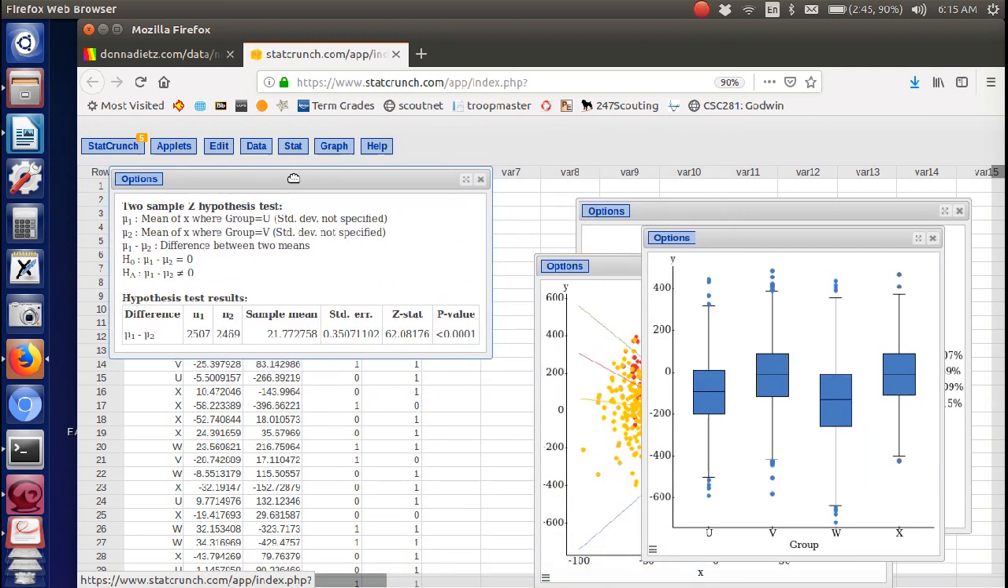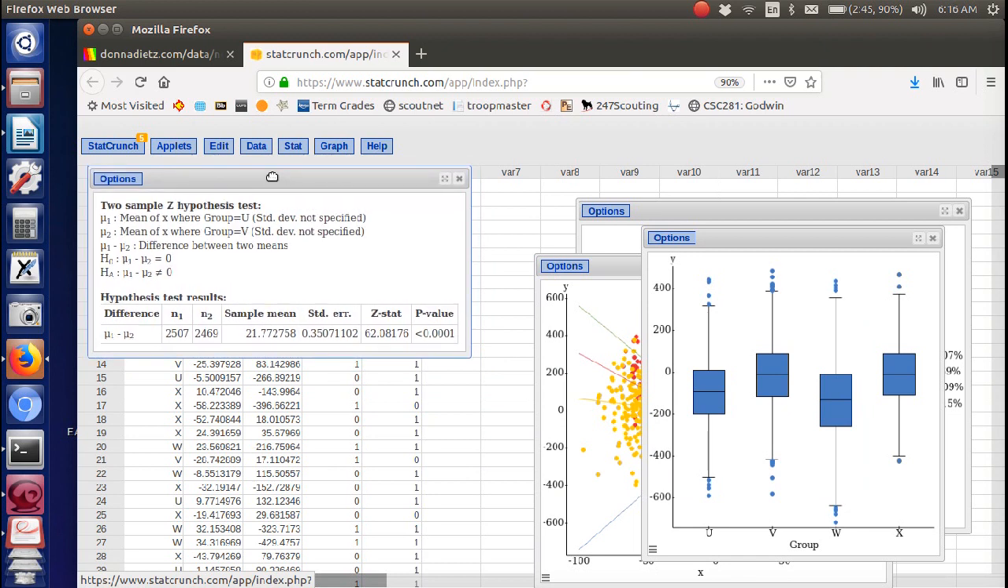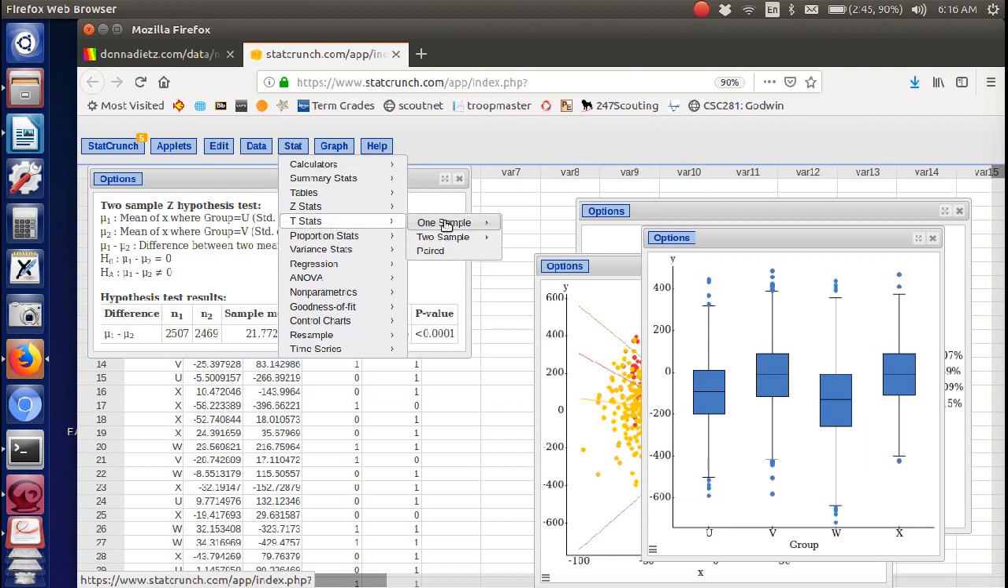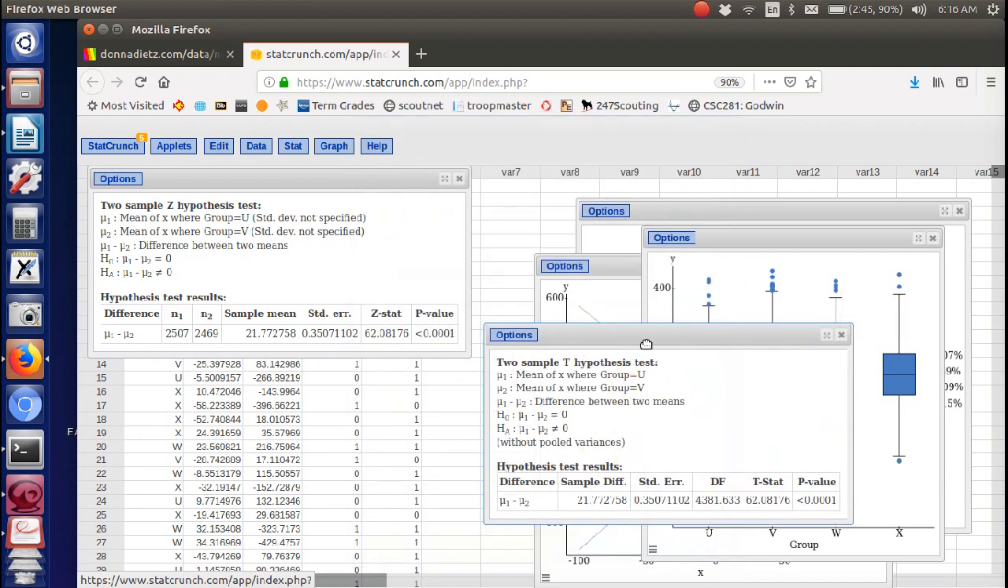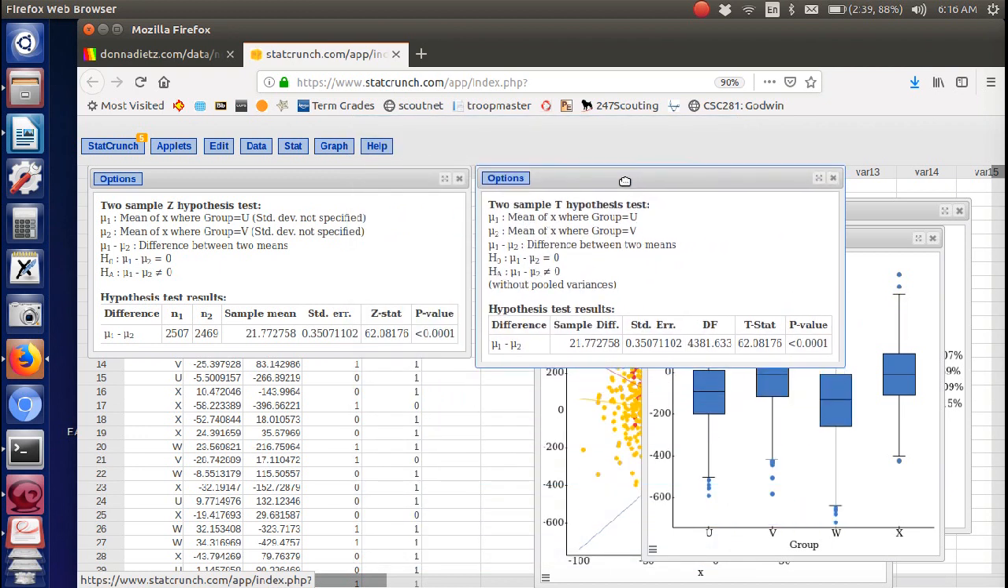Okay, so I'm going to keep this window open and do the same exact thing, but now for t's. So stat, t stat, two sample with data, values in x. So it's going to be exactly the same thing. Where group is, we better use the same groups though. I don't want to pool variances. And we're going to go ahead and see that if we have a t-test and a z-test for large samples, then we're going to get very similar results. It's not going to matter at this sample size level.